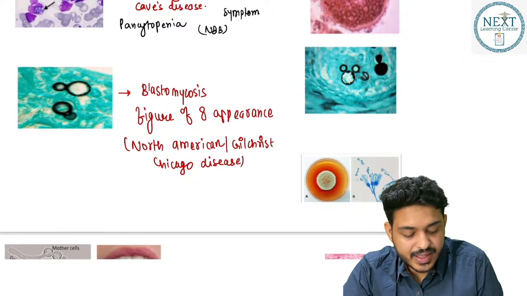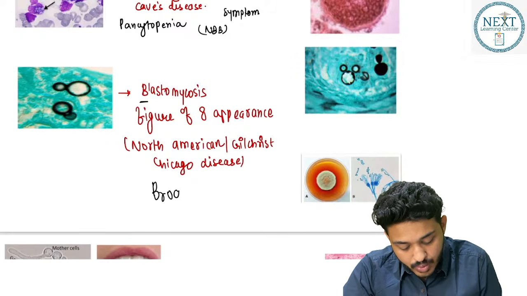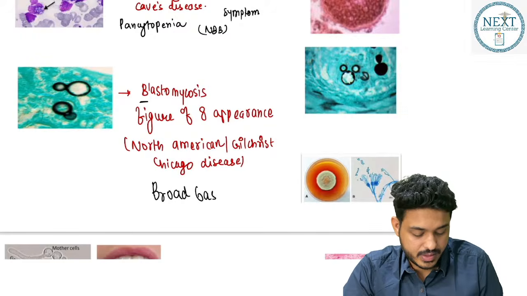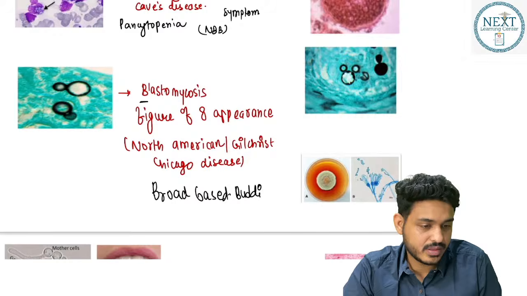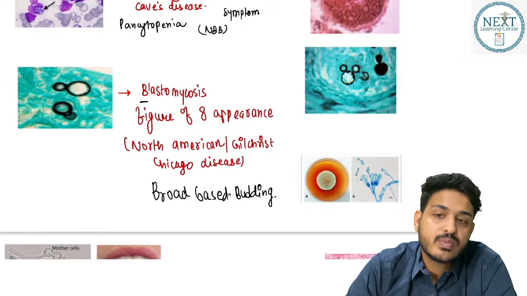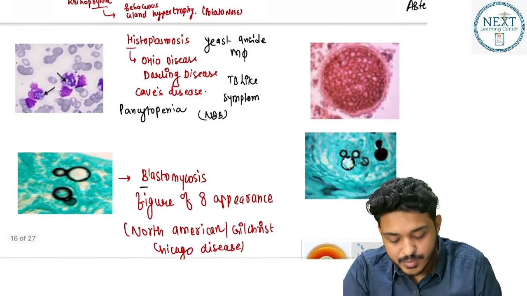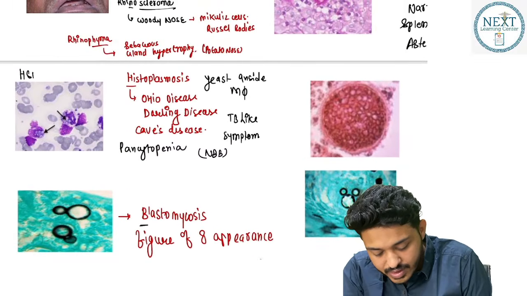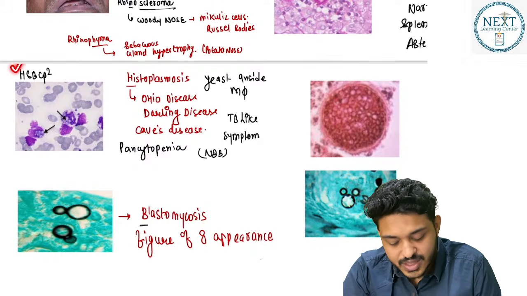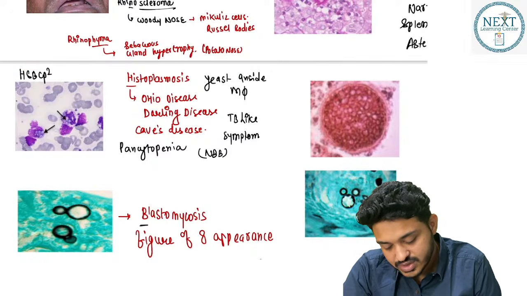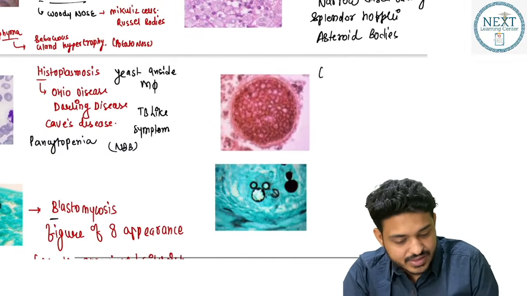Just remember the important thing about this particular one. B for blastomycosis, it is going to have broad based budding. Very good, Ruby, right? Broad based budding is going to be there, as we have already discussed. This is the mnemonic that we have studied for dimorphic fungi, HSBC P square, right? So H for histoplasmosis we are done. S for sporotrichosis we are already done, right? B for blastomycosis. C for this is going to be what?